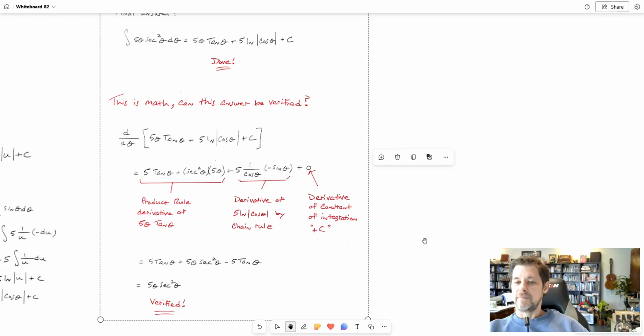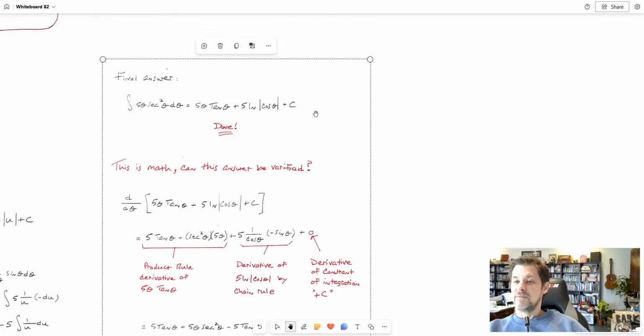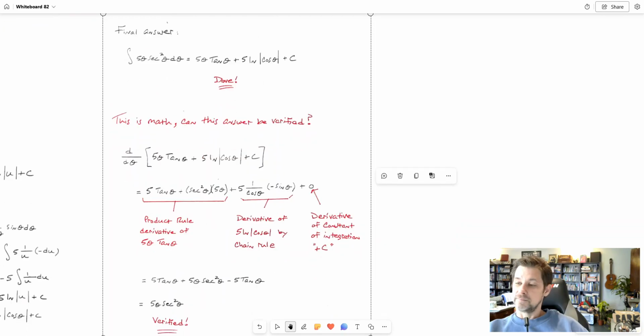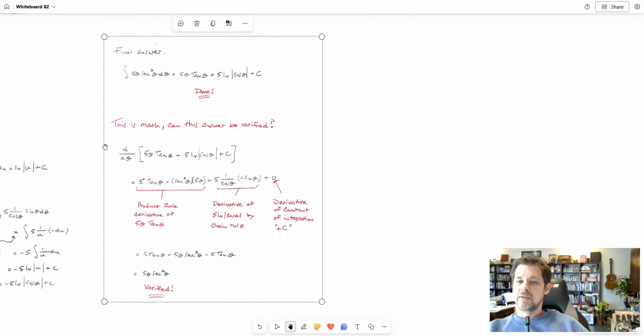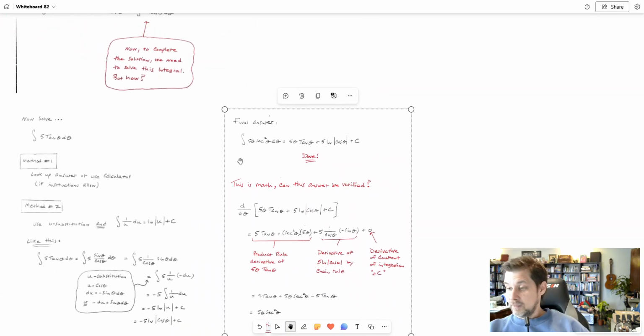So in any case, with some simplifying, I get like so. The 5 tangent thetas cancel. I get 5 theta secant squared theta, which is what I should have gotten if this answer was correct all along. So that's how it works. That's the problem and a little bit more than you need to know.